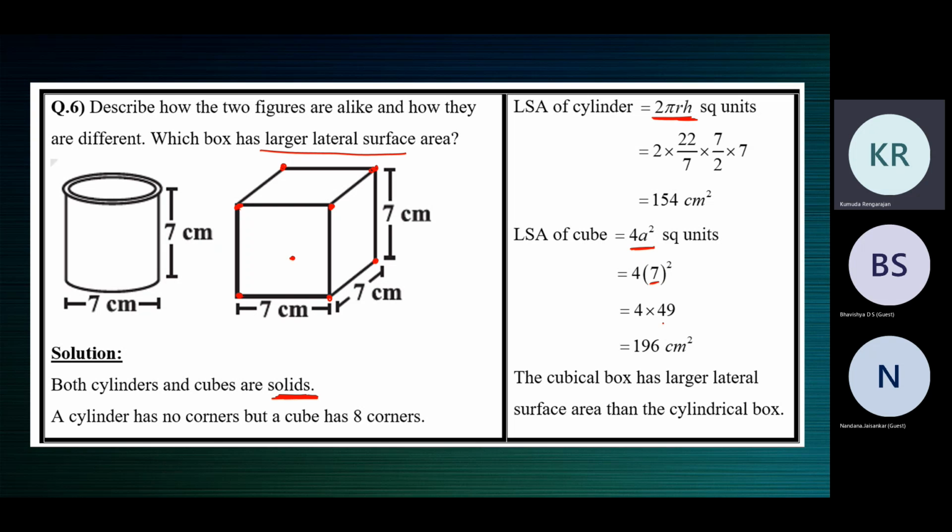And 7 square is 49. 4 into 49, 196. Here, the value of pi is 22 by 7. So 2 into 22 by 7 into r. What is the radius? Radius is not 7. This is the diameter. See here, from here to here is the diameter of the circle.